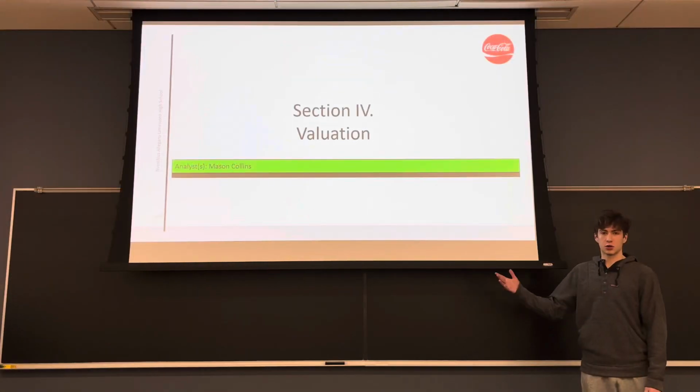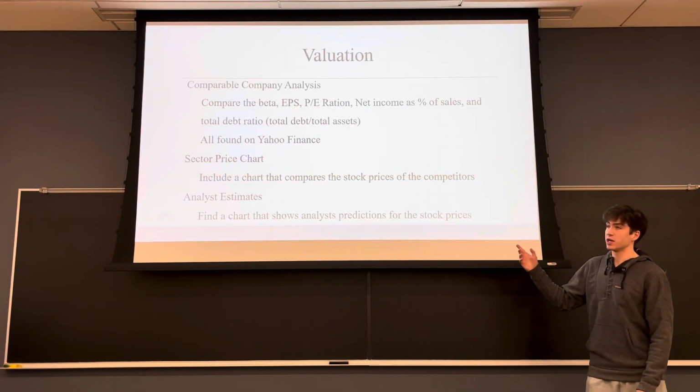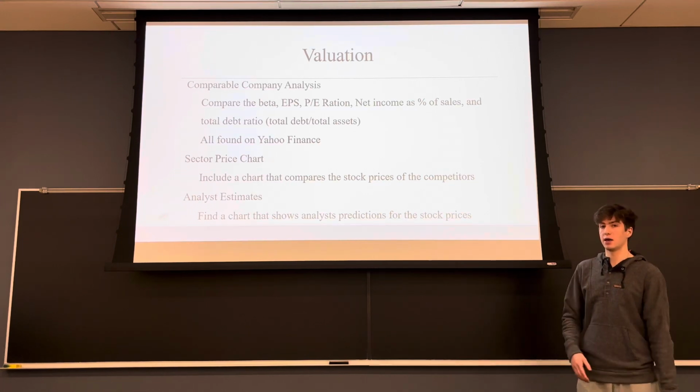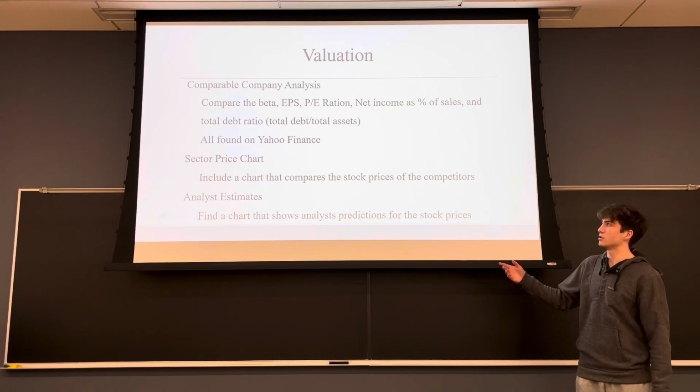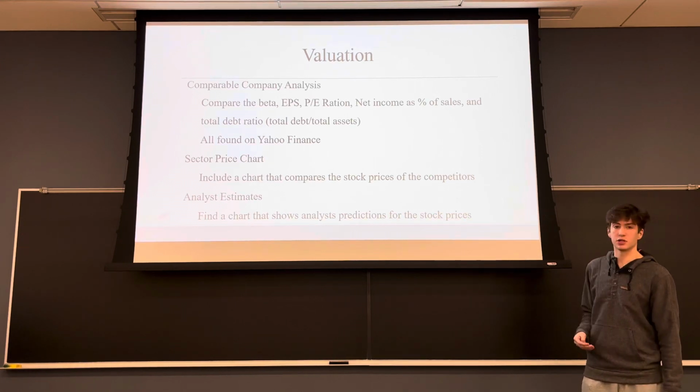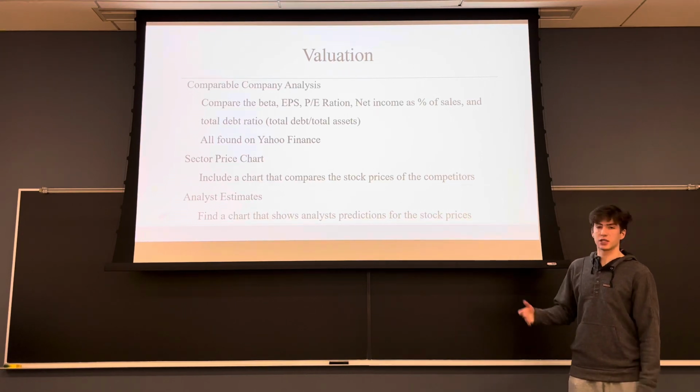Section 4 is the evaluation. So they're going to do the company comparable analysis. This is going to be taking those competitors that you found in the last section and comparing them using a variety of factors. So you're going to compare the beta, maybe the earnings per share, the EPS, the PE ratio, the net income percentage of sales, and also the total debt ratio. And all this can be found in Yahoo Finance.